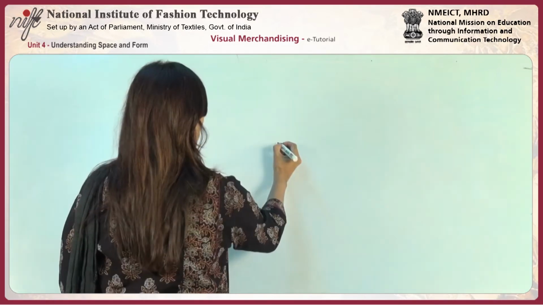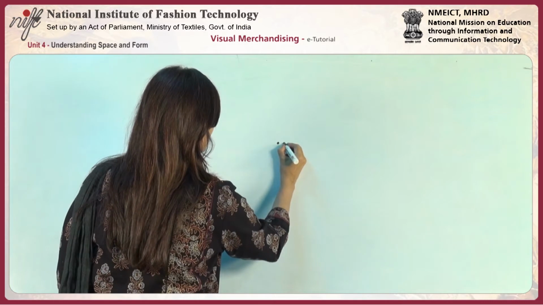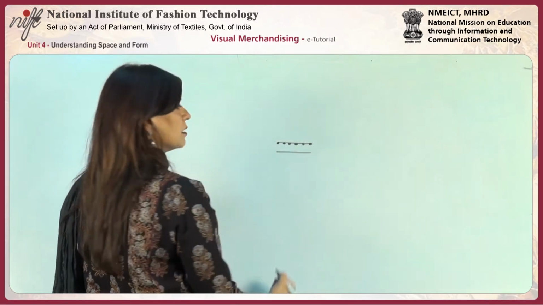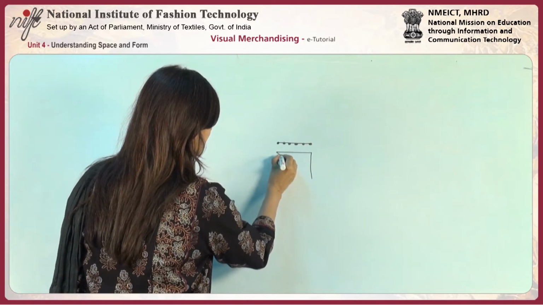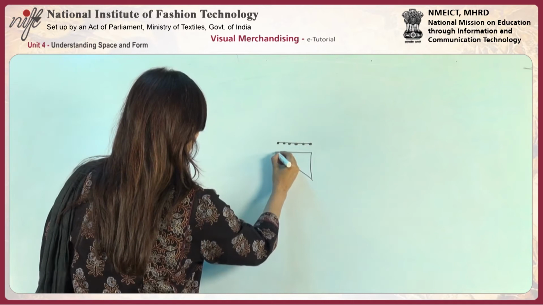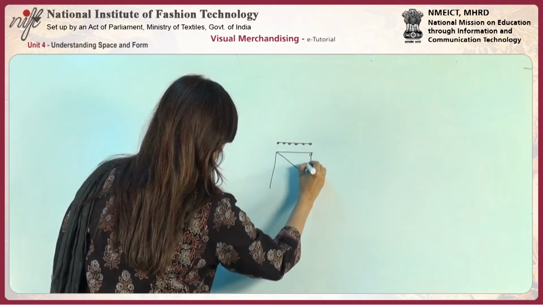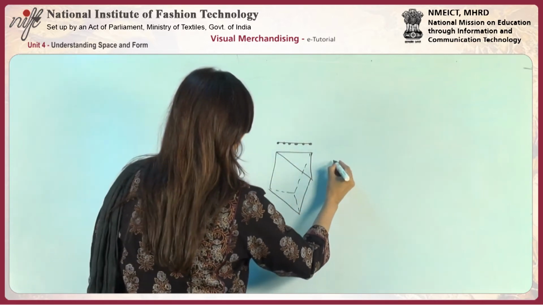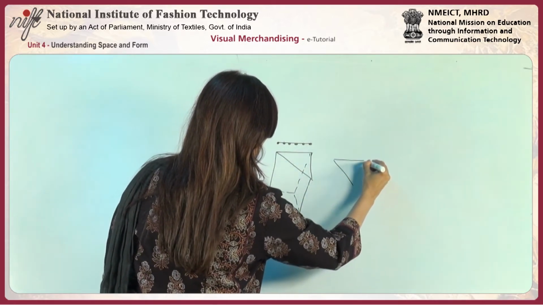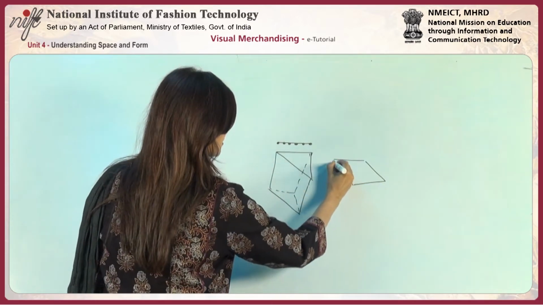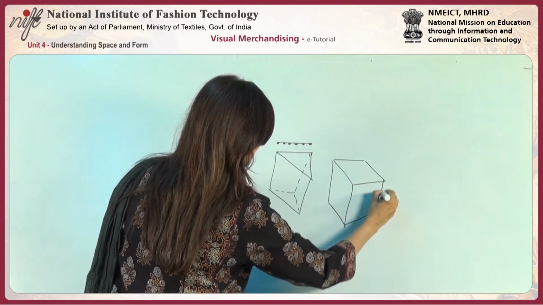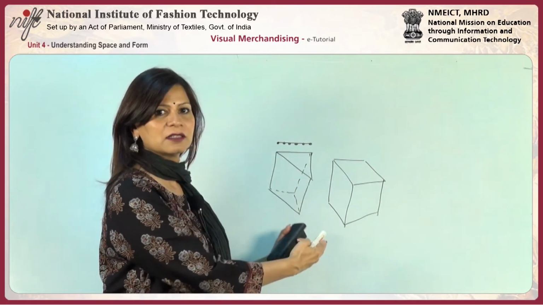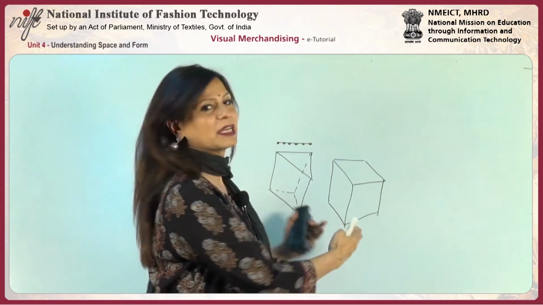So to recap, we did a point; a series of points make a line. A series of lines make a shape, and when you give a third dimension to the shape, you get a form. So if our series of lines make a shape like this, the third dimension to it would be like this. So this is the form. To this form, you would apply texture and color, and that's how the form would get completed.